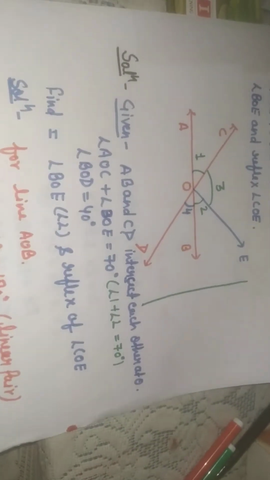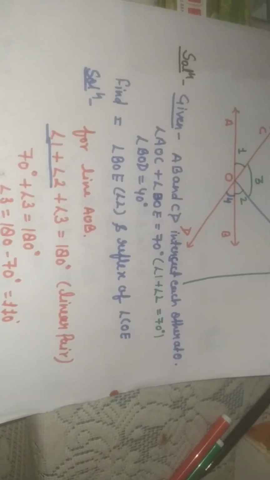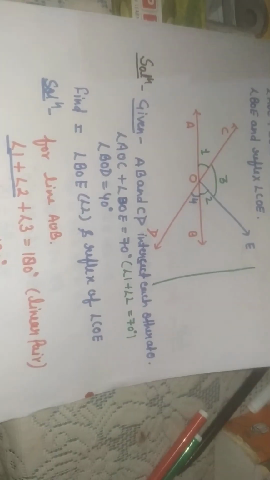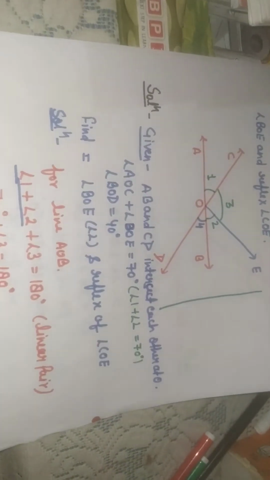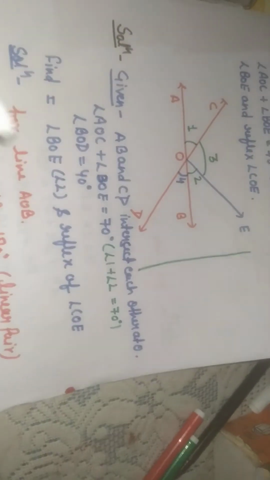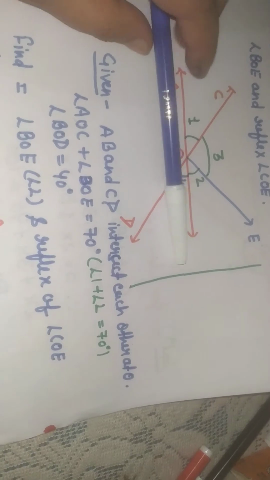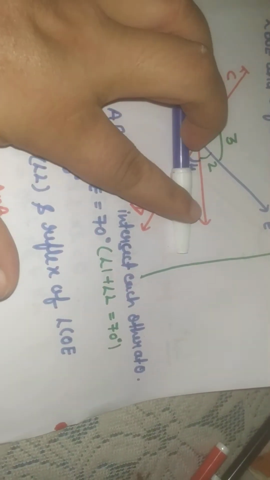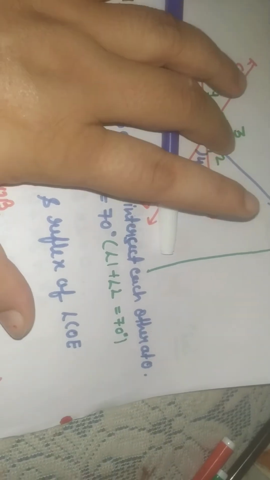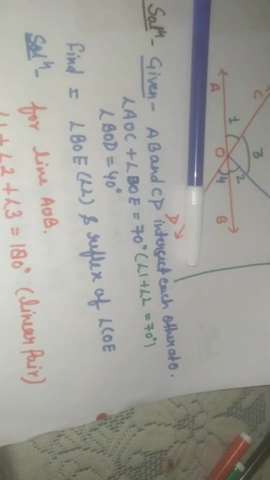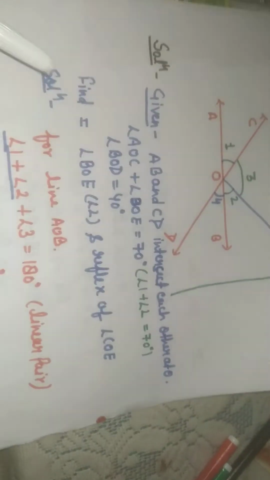COE is angle 3. The reflex of angle 3. So first I am finding the reflex of angle COE. For that we have to find out the angle COE first. So angle COE is equal to angle 3. If you look at the figure, line AB has three angles here, 1, 3, 2. They are forming a line, so they are linear pairs.